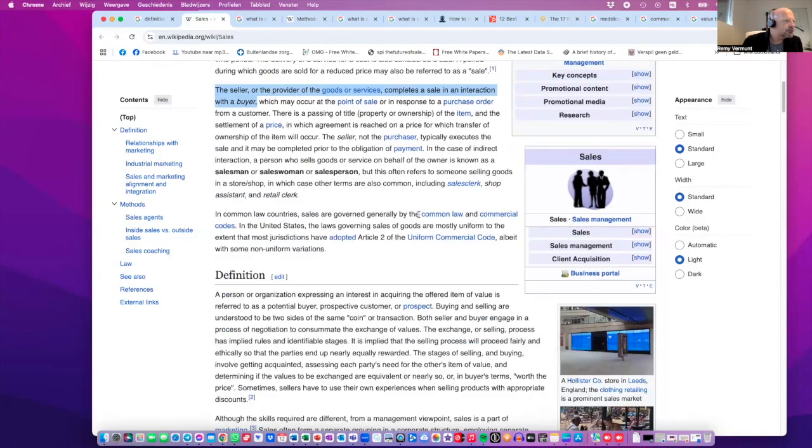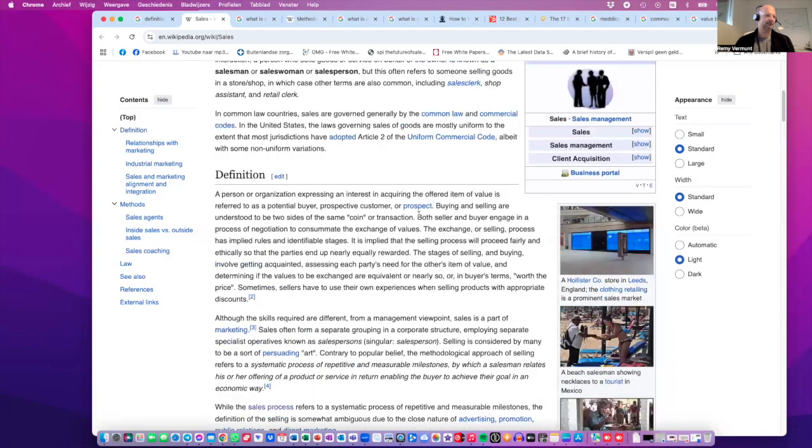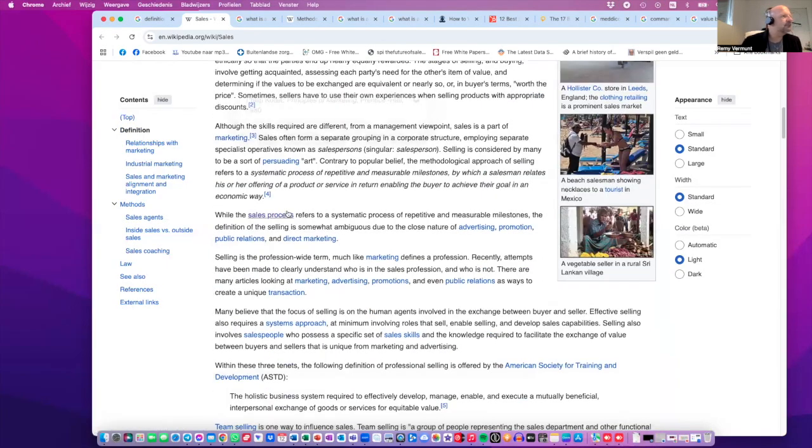What else? Okay, that's all fine. Although the skills required are different, from a management viewpoint, sales is a part of marketing. I disagree. That is true for B2C. In B2C, there's a holistic marketing approach in which personal point of sale sales is part of the marketing strategy, the four or the five P's.